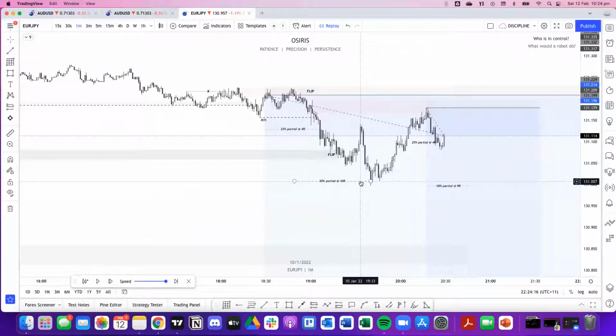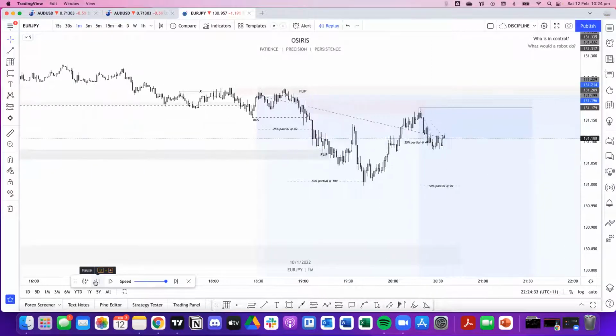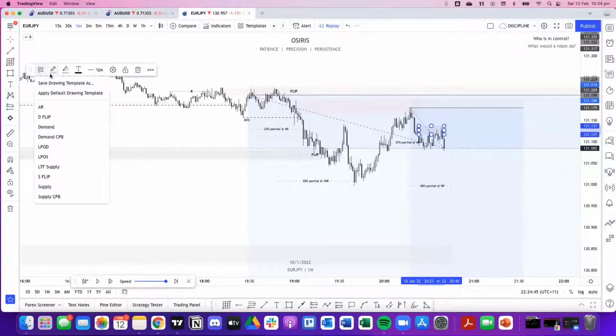Now that I've taken, what's that, 5 plus 1, that's 6R off the table, I'm happy to take another scale in here with the same risk and then taking 25% partial at 4R again. So up 7R in total, and then we play price on. You can see we're now reacting from this supply zone here, it's holding. Just draw that up. Really nice supply chain now, which is nice.